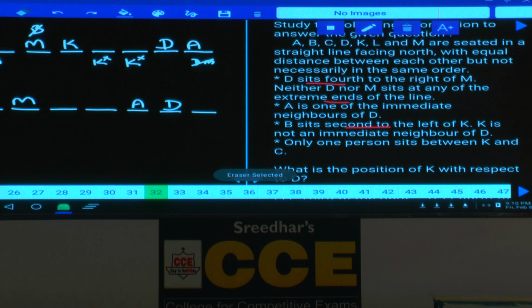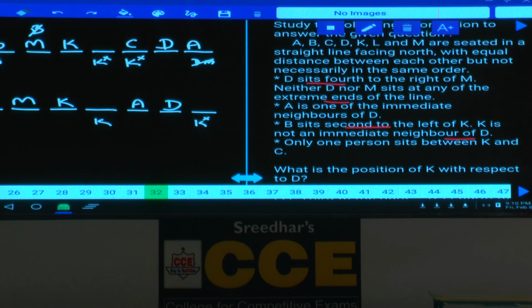And B sits second to the left of K, and similarly here also B sits second to the left of K. K is not an immediate neighbor of D. K cannot be here, K cannot be here as well. Then what is the only possibility? If K is here, then B will be here. B sits second to the left of K. K is not an immediate neighbor of D. Only one person between K and C. As only one person is between K and C here, C will be here.